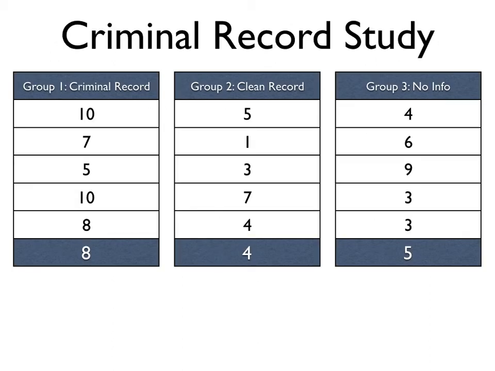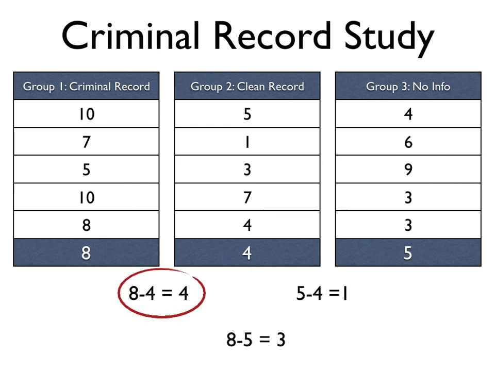Okay, so the difference between criminal group 1 and criminal group 2 is 4. The difference between group 2 and group 3 is 1. And the difference between group 1 and group 3 is 3, okay? So remember our HSD was 3.89, so anything bigger than 3.89 is a statistically significant difference. Again, we're finding that this first comparison, group 1 versus group 2, meets that criterion. It's greater than 3.89.